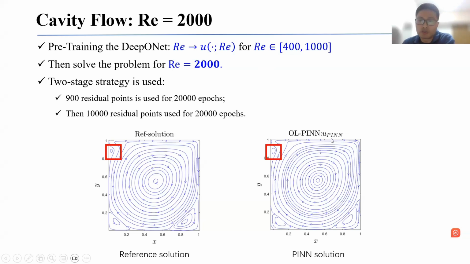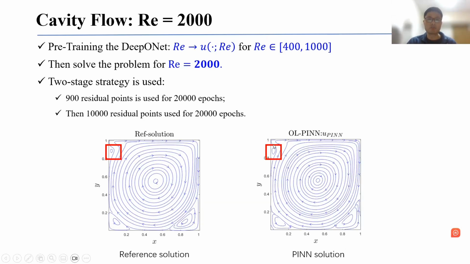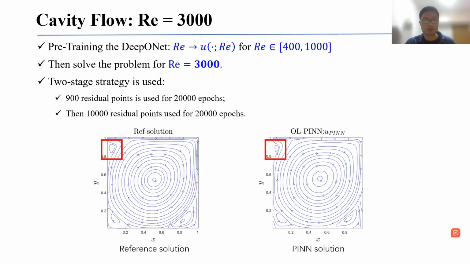See here, this is the solution of our PINN. We can learn this kind of new character, like we can see the third vortex here, which we cannot see for this deep neural net. This is something new. We can even solve the problem for Reynolds number equal to 3000, and we can also learn a third vortex here. So this is like going from none to one, from 0 to 1. We can learn a new feature. So these are the two tests I wanted to show.